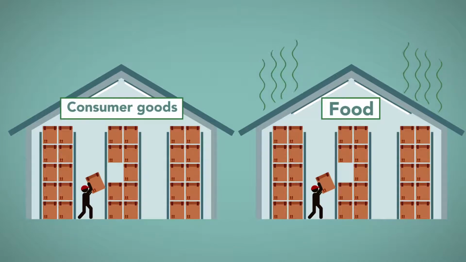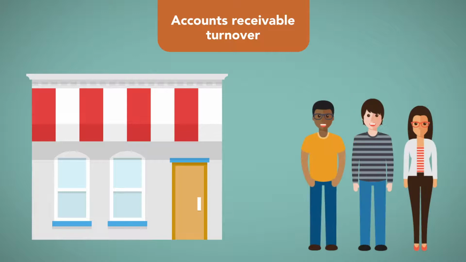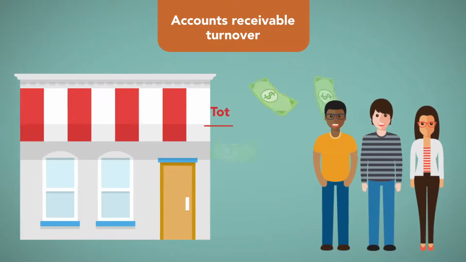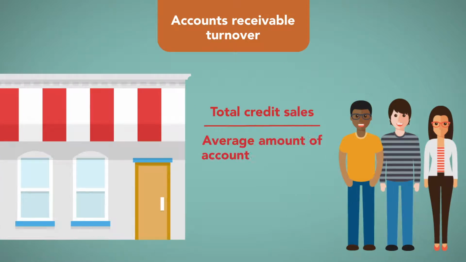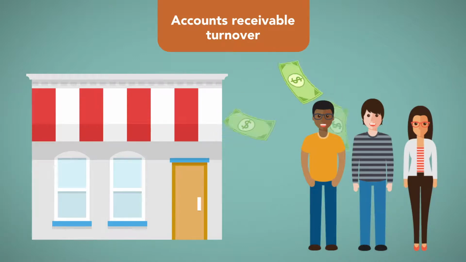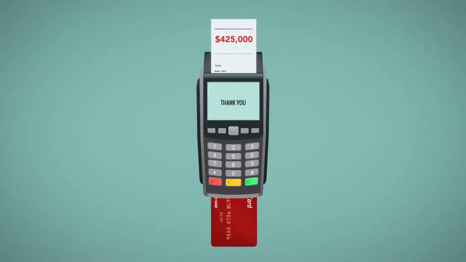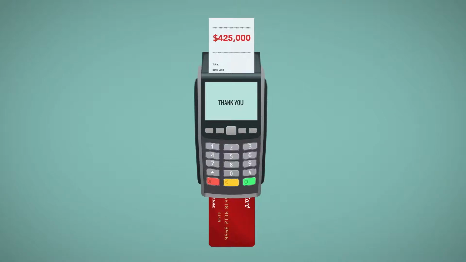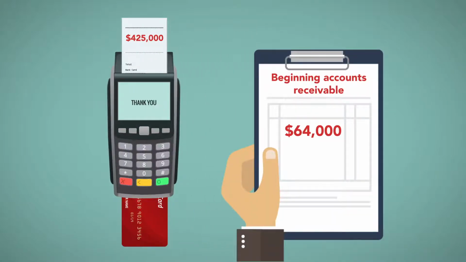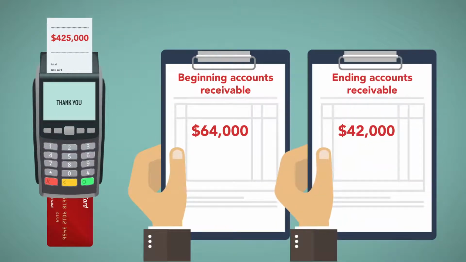Another current asset that provides an operating metric is the accounts receivable turnover. This measures the degree to which a business is collecting the monies owed by its credit customers. Accounts receivable turnover divides total credit sales by the average amount of accounts receivable. This demonstrates how quickly a business's customers pay their bills. For example, assume Acme Corporation has credit sales of $425,000, a beginning accounts receivable amount of $64,000, and an ending accounts receivable amount of $42,000.